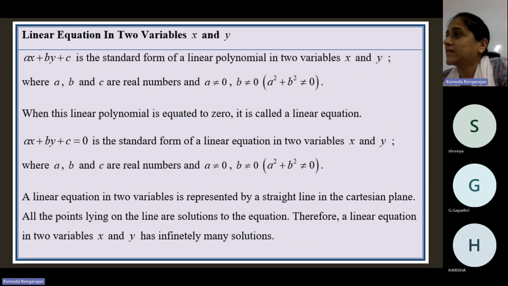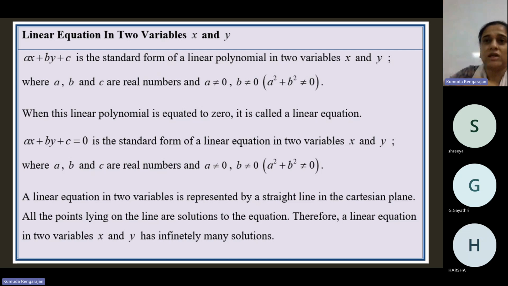Okay. So ax plus by plus c is equal to 0 is the standard form of a linear equation in two variables x and y. The geometrical representation of this will be a straight line in the Cartesian plane. And we know that a line has infinitely many points on it. Every point that lies on the line is a solution to this linear equation, which is why we say a linear equation in two variables x and y has infinitely many solutions.